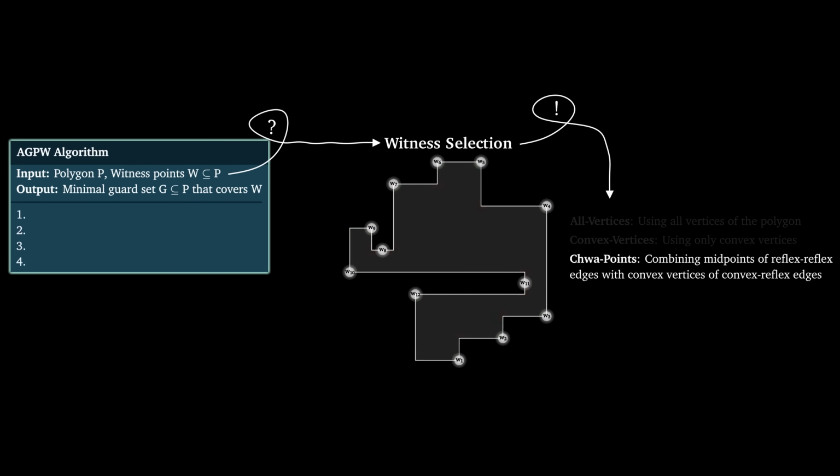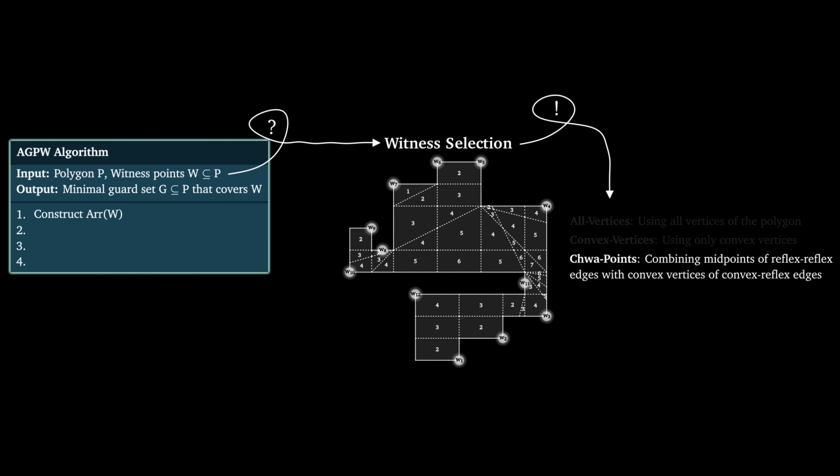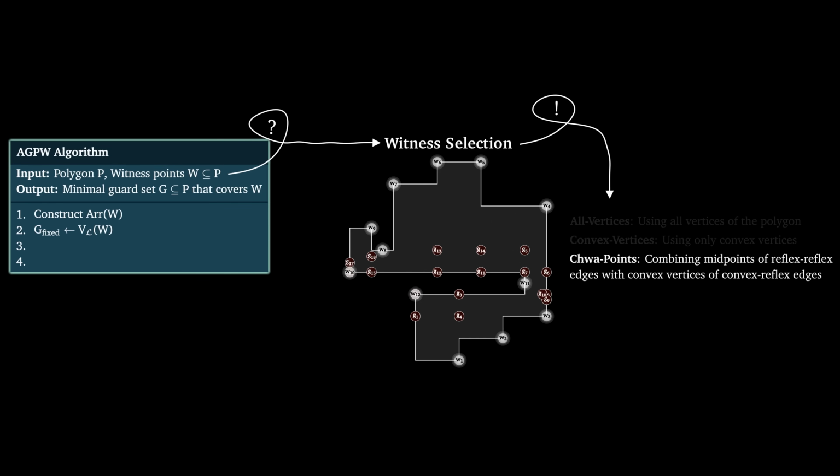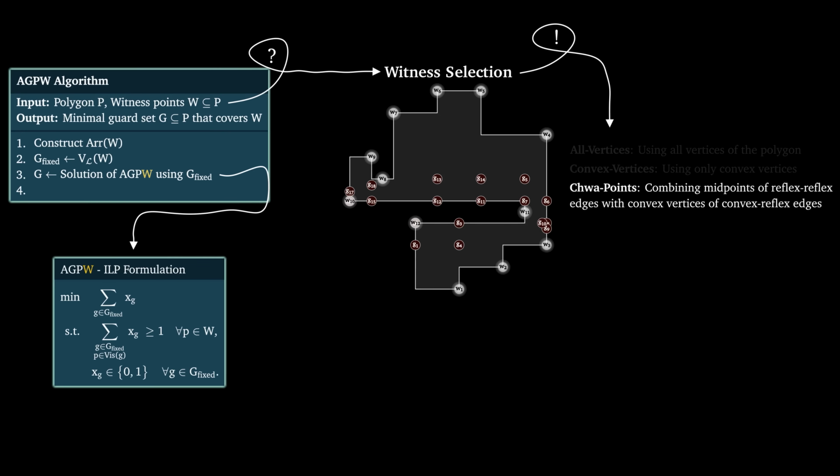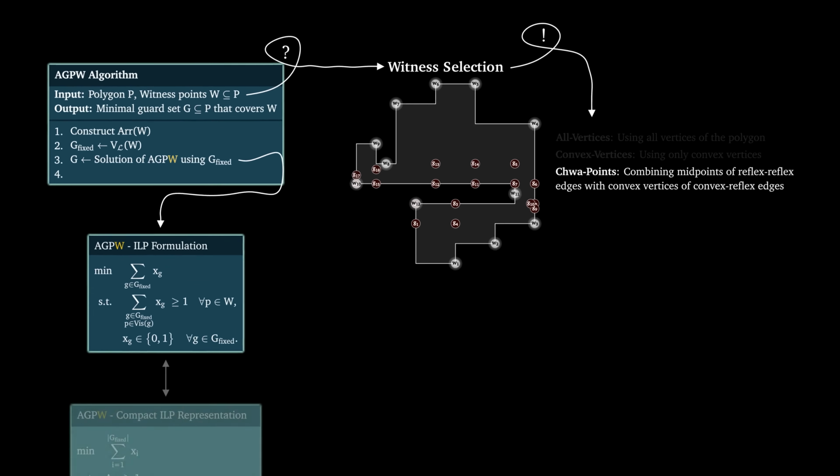Once our set of witnesses has been chosen, we compute the resulting arrangement. In this arrangement we need to search for the locally maximal faces, so faces with a locally maximal containment number. Once this has been done, we extract the vertices of these light faces and store them in G_fixed, because these are now the fixed potential guard positions. A minimal guard set G that covers W can then be obtained by solving AGPW using G_fixed. As we already know, this can be formulated in a more compact way for a solver.